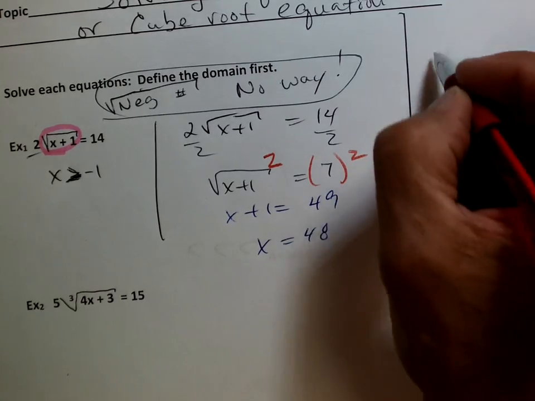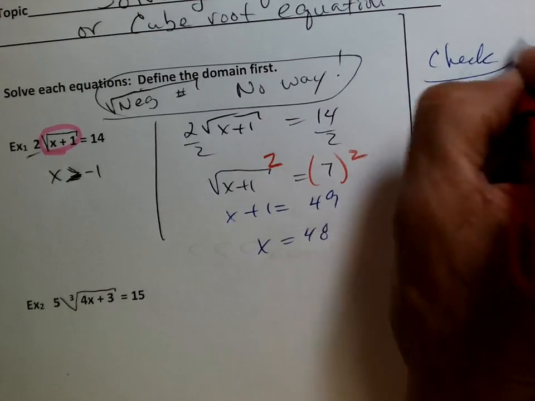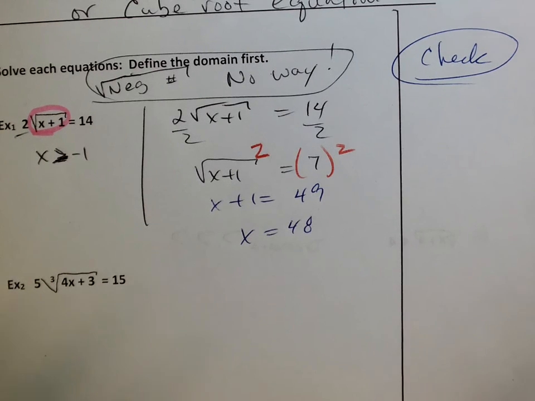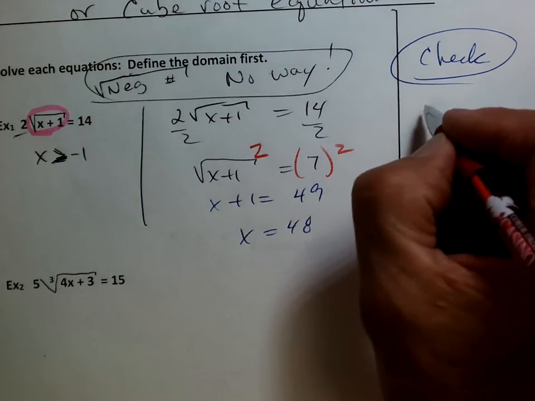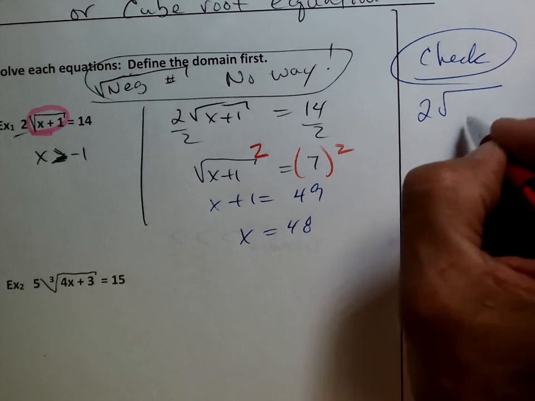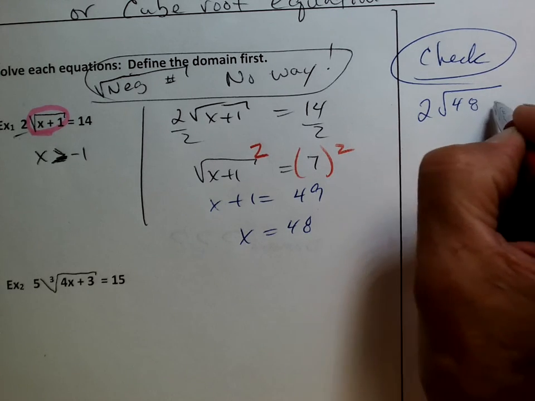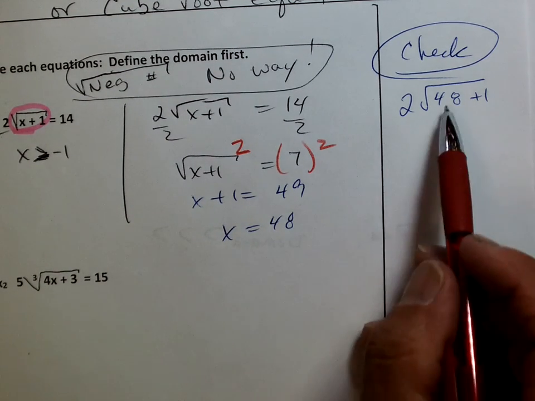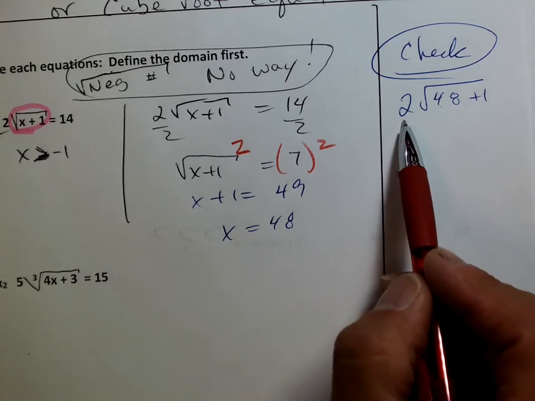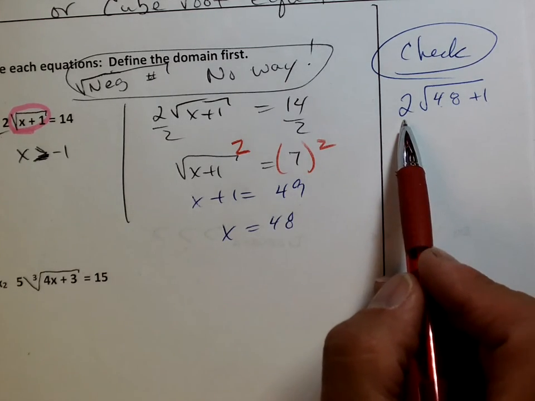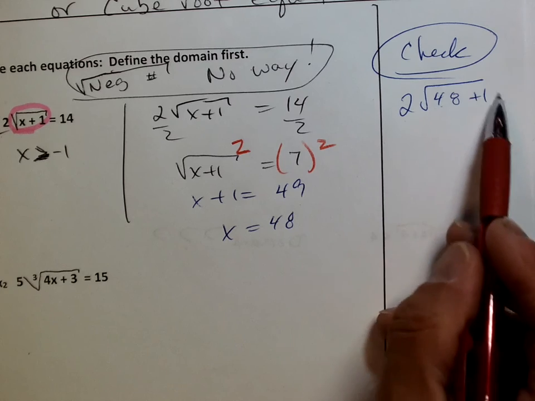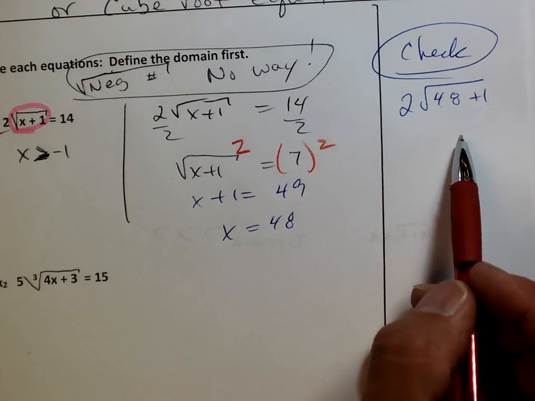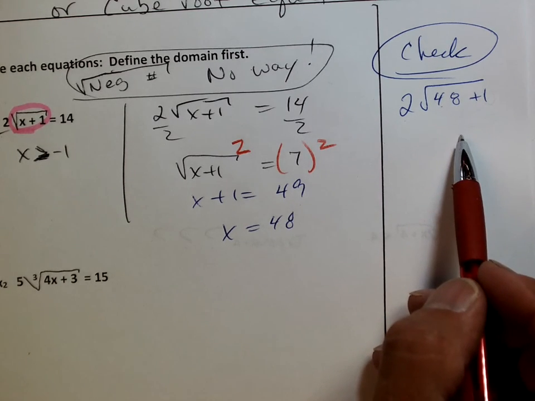Now, I always like to check it. We can check in your mind. You can check in your brain. But I'm going to check it real quickly, and I'll show you how you check. I can go 2 square roots of 48 plus 1. That's going to work, isn't it? You agree? We're going to get 49, square root is 7, times 2 is 14. That's my check. And the only reason we check is if we ever have a problem right here. If we get a negative inside of here, we're going to throw that answer away, right? Does that make sense? Okay.